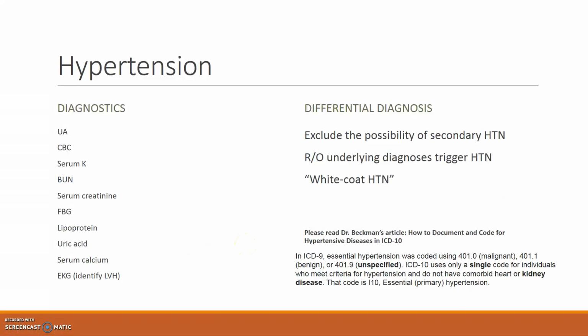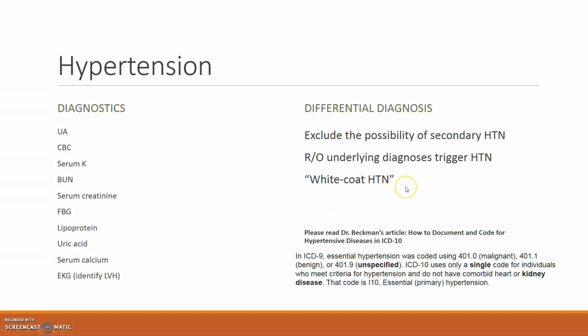Diagnostically, we usually look at a urine, CBC, potassium, blood urea nitrogen, serum creatinine, those kidney functions, and a fasting blood glucose. You want to know their lipids, if there's any uric acid elevation, serum calcium, and an EKG or ECG to identify left ventricular hypertrophy or any other abnormality, I believe. Differential diagnosis is to exclude the possibility of secondary hypertension, rule out underlying diagnoses that trigger hypertension, and make sure they don't have white coat hypertension.